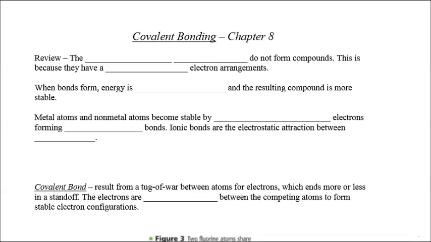So a quick review. The noble gases do not form compounds, which is group 18. This is because they have a stable electron configuration, because they have 8 valence electrons, or like helium, they have 2, a full shell. When bonds form, energy is released, and the compound becomes more stable.